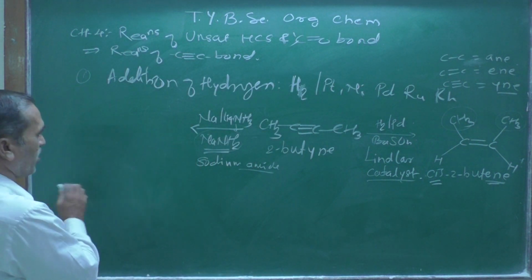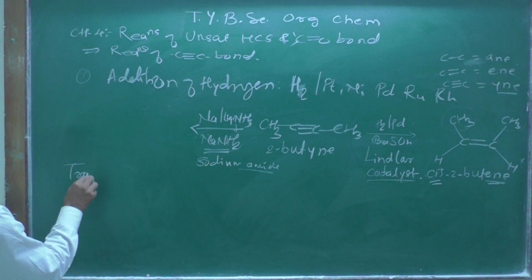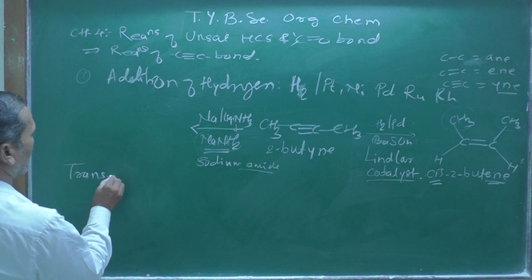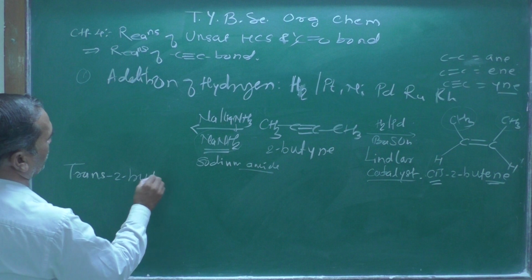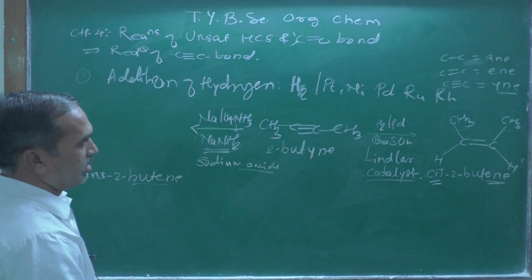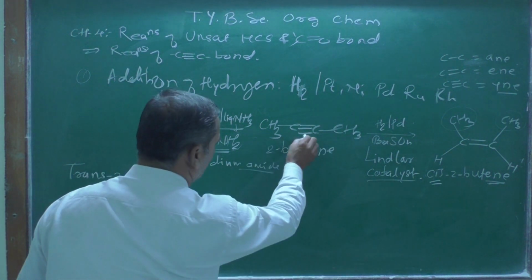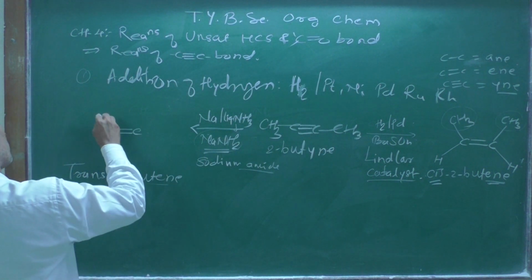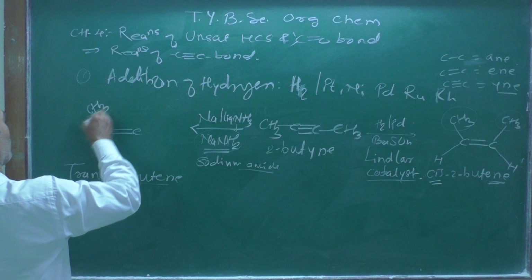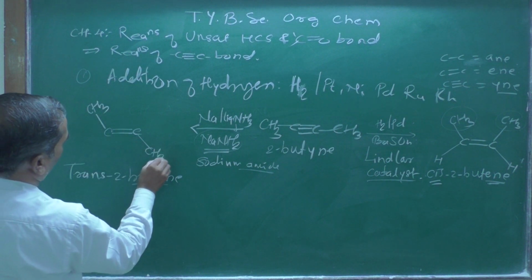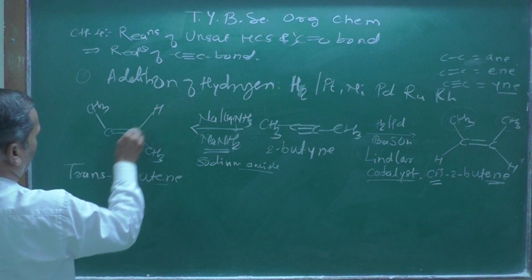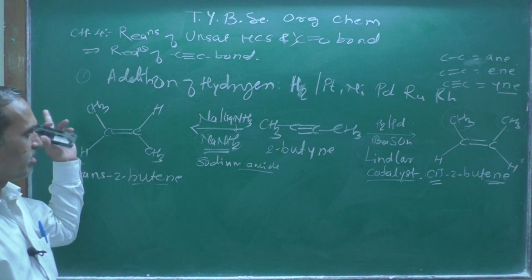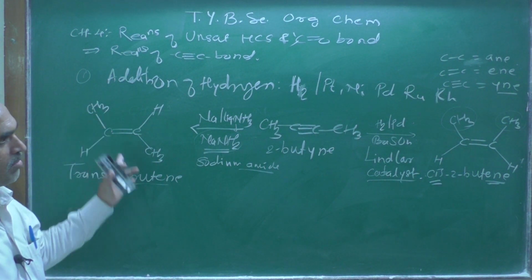Now here what we are going to get? You are going to get a trans 2-butene. Trans 2-butene, because here let us see, here is a carbon-carbon double bond. I am writing one methyl group over here, another methyl group must be here, hydrogen atom here, and this hydrogen atom. Look at, observe this reaction carefully, observe this product.